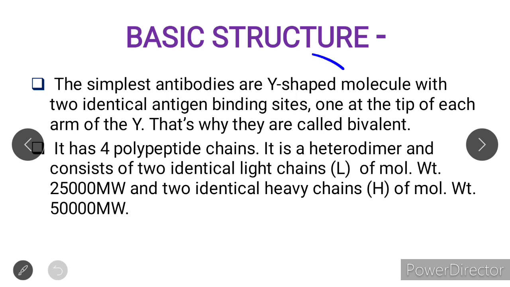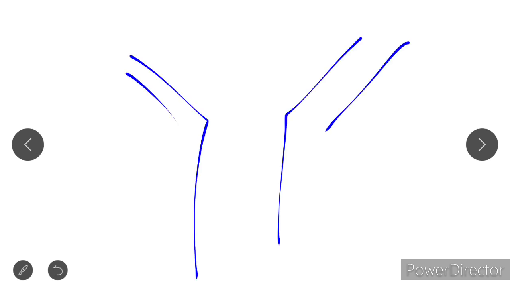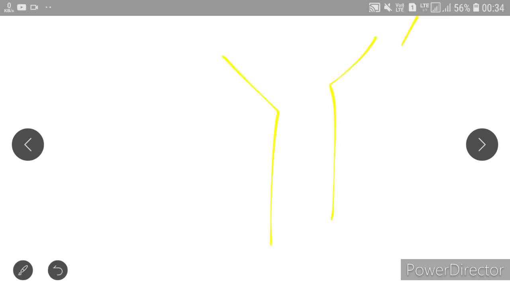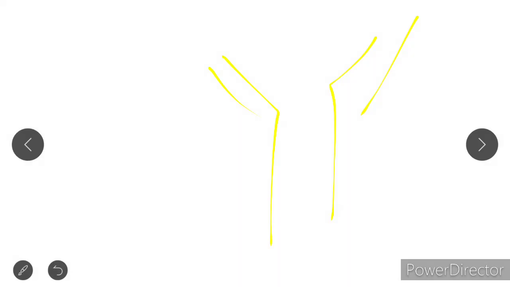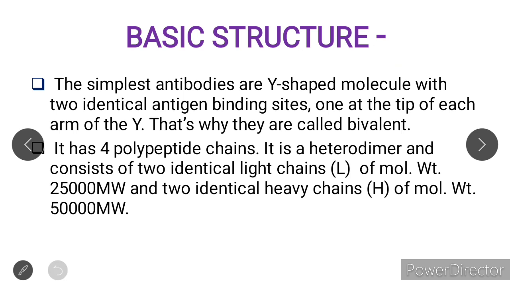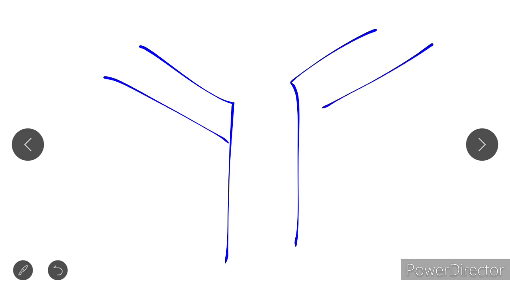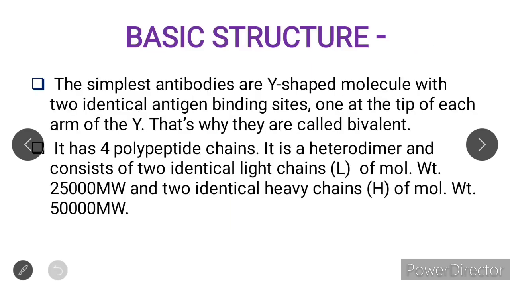The simplest antibody is a Y-shaped molecule, as I already told you, with two identical antigen binding sites. That's why they are called bivalent. Why bivalent? Because of the two identical binding sites. Basically four polypeptide chains are there, 1, 2, 3, 4, and it is a heterodimer consisting of light chain and heavy chain.